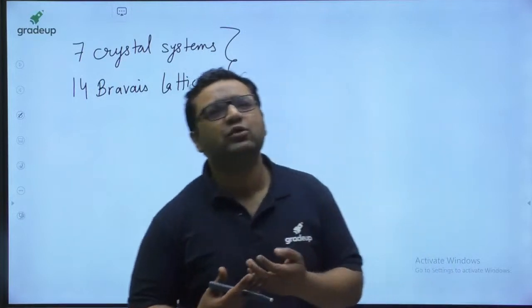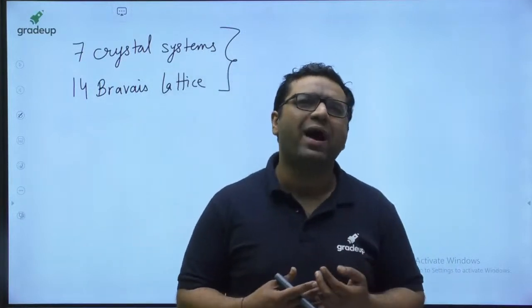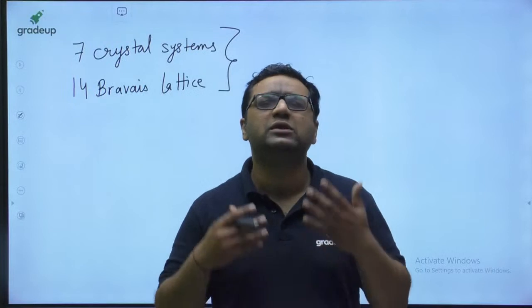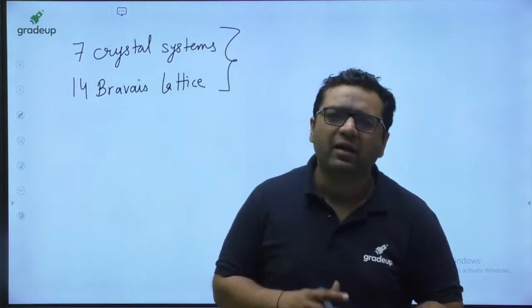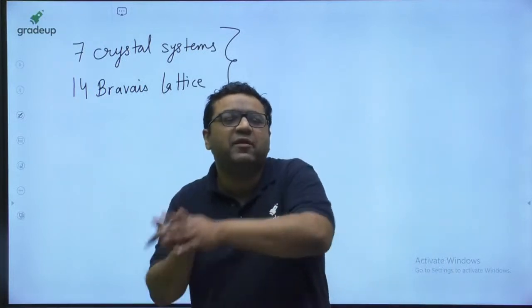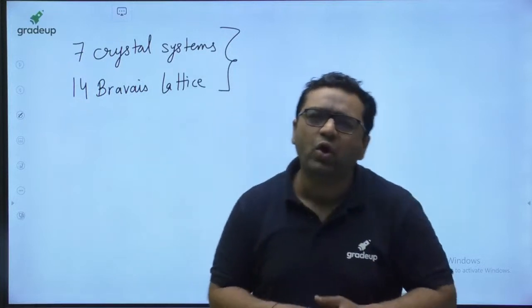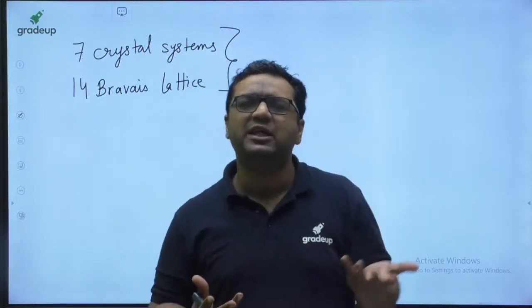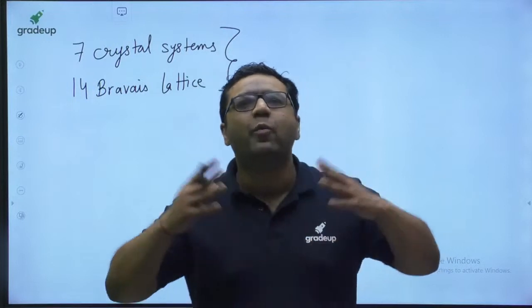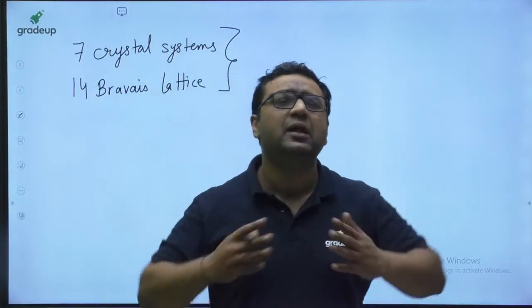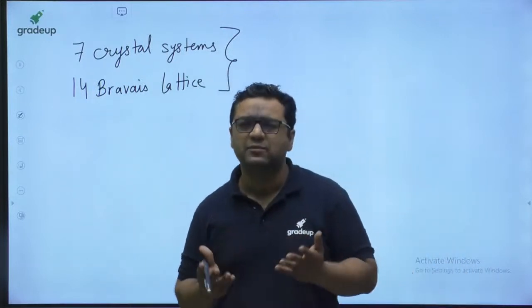Whenever I tell this thing, the student says, sir, why are atoms, molecules, those materials available in 7 crystal systems and 14 Bravais lattices? Why not only one crystal system and one arrangement of atoms is enough? Why is such a large number of arrangements possible? Why are so many systems possible?